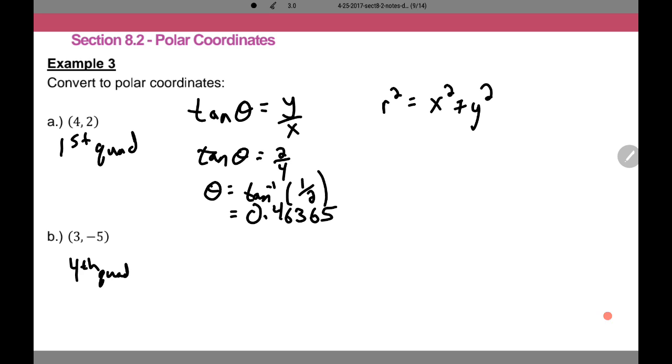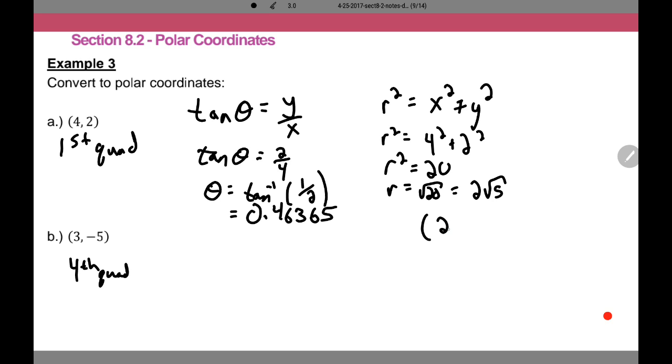And then r is going to be 4 squared plus 2 squared. So that gives me 16 plus 4, which is 20. So r is equal to the square root of 20. And if you remember right, you can pull 4 out of that. Square root of 4 is 2. Square root of 5. So if we were to write this as a coordinate, we would do 2 square root of 5, comma, 0.46365.